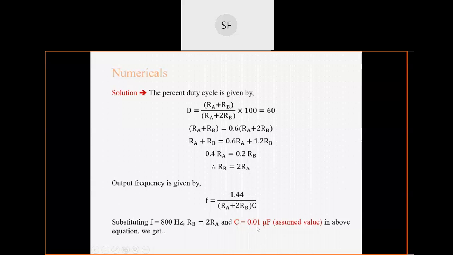There is nothing wrong if you choose the capacitor value equal to 0.1 microfarad only; then the values of the resistors will differ accordingly, but it does not mean that your answer is wrong. Depending on the value you have assumed, your answer will vary. Okay, so in designing problems, the answer depends on the value of the parameter which you are assuming.